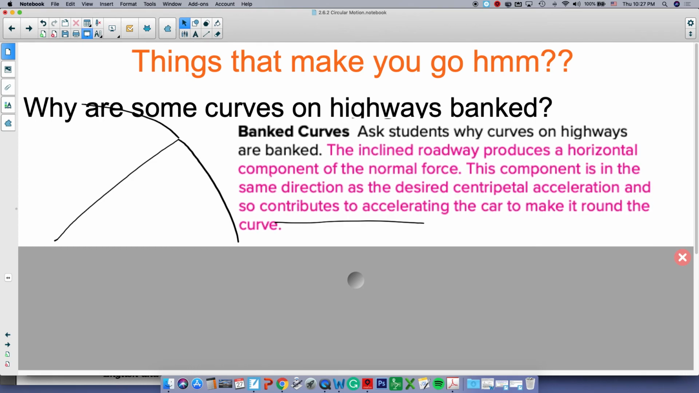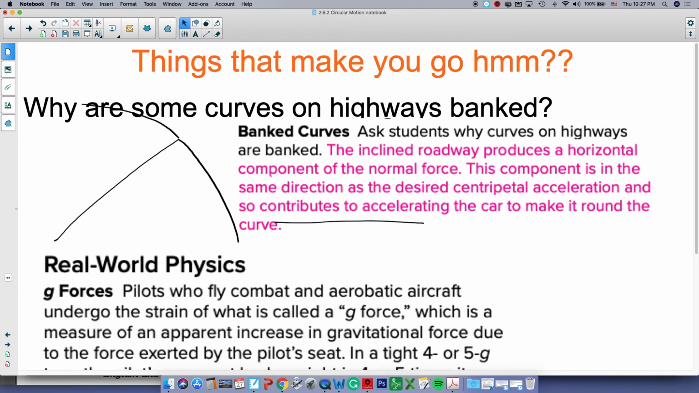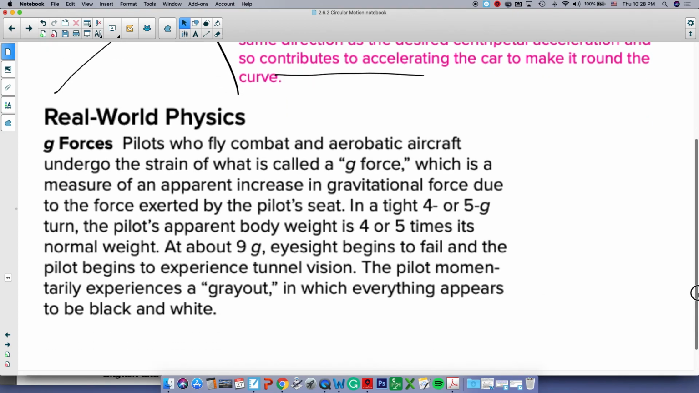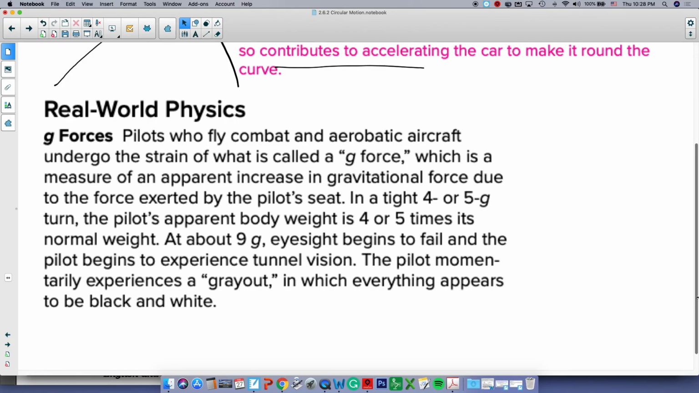So here's an explanation for you. The roadway produces a horizontal component, the normal force component, in the same direction as the desired centripetal acceleration, and so it contributes to accelerating the car and making it round the curve, so you don't fly off the embankment. Okay, and then here's another thing. I think we had a video about this stuff a while back. G-forces. So pilots feeling G-forces. So think about the video that we had, the two guys spinning around in a circle.